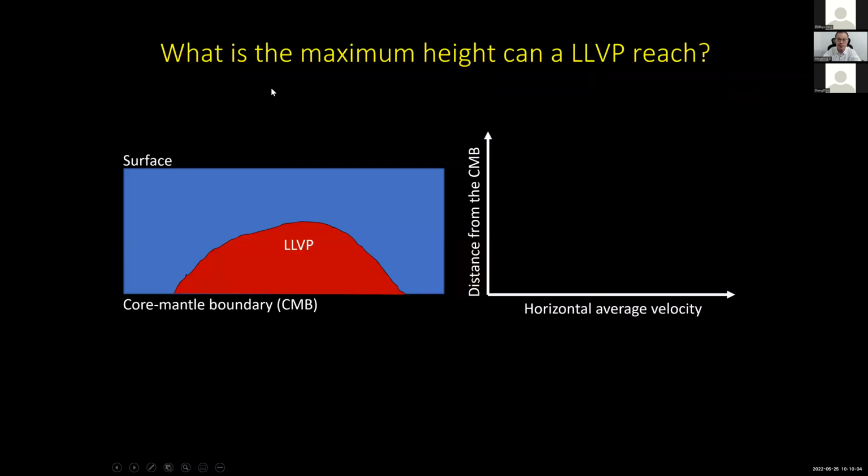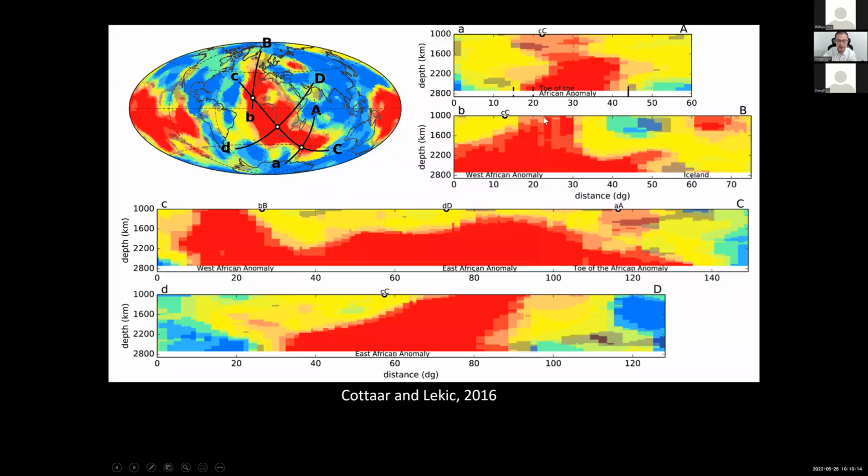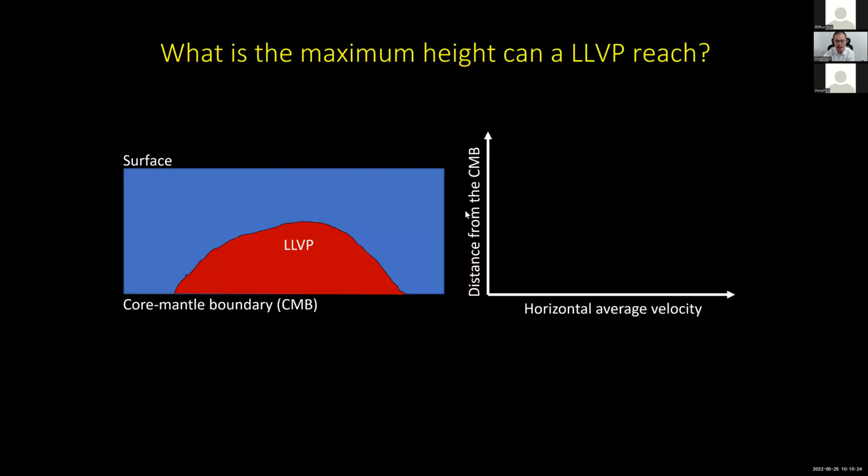The first question we want to ask is, what is the maximum height that an LSVP can reach? As you can see from these cross sections, it looks really complex and it's not easy to figure out the maximum height. We tried lots of methods, and eventually we found one simple method which works very well. In this slide, I'm going to show you the method that we use.